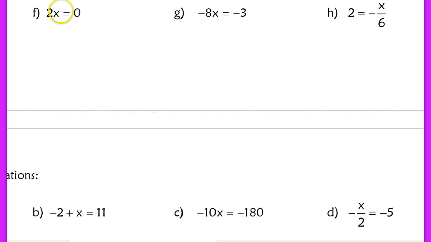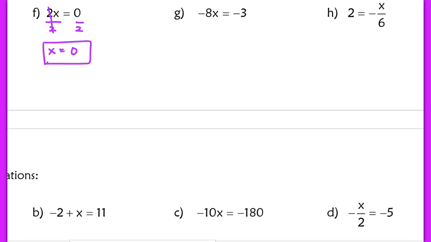You want to isolate x. You want to get x alone. Now to do that, we have to undo this 2 here, which is right now being multiplied by x. So 2 times x is what we want to undo. We're going to divide then by 2 on both sides. Now I can cancel those 2's out. I'm left with x equaling 0 divided by 2 gives me 0.